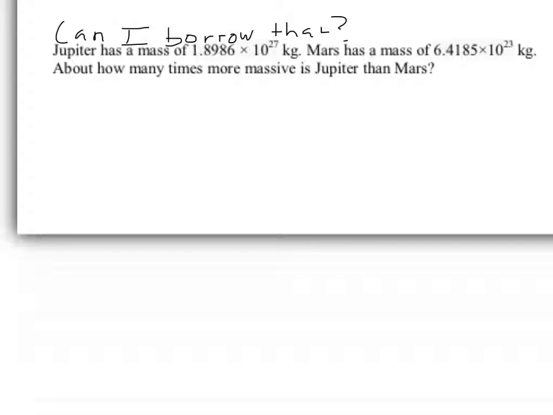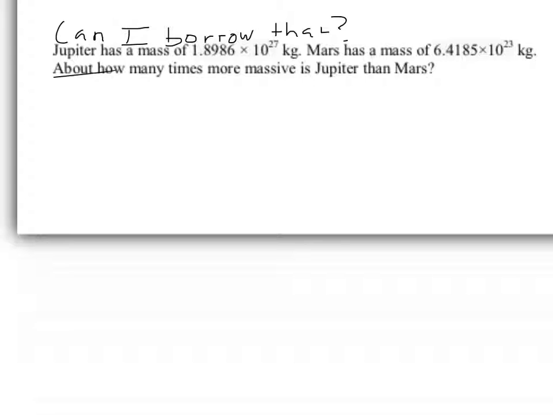This first one is a word problem. It says Jupiter has a mass of 1.8986 times 10 to the 27th kilograms. Mars has a mass of 6.4185 times 10 to the 23rd kilograms. About how many times more massive is Jupiter than Mars? So we want to figure out how many times bigger it is. So we can figure this out by taking the bigger one.